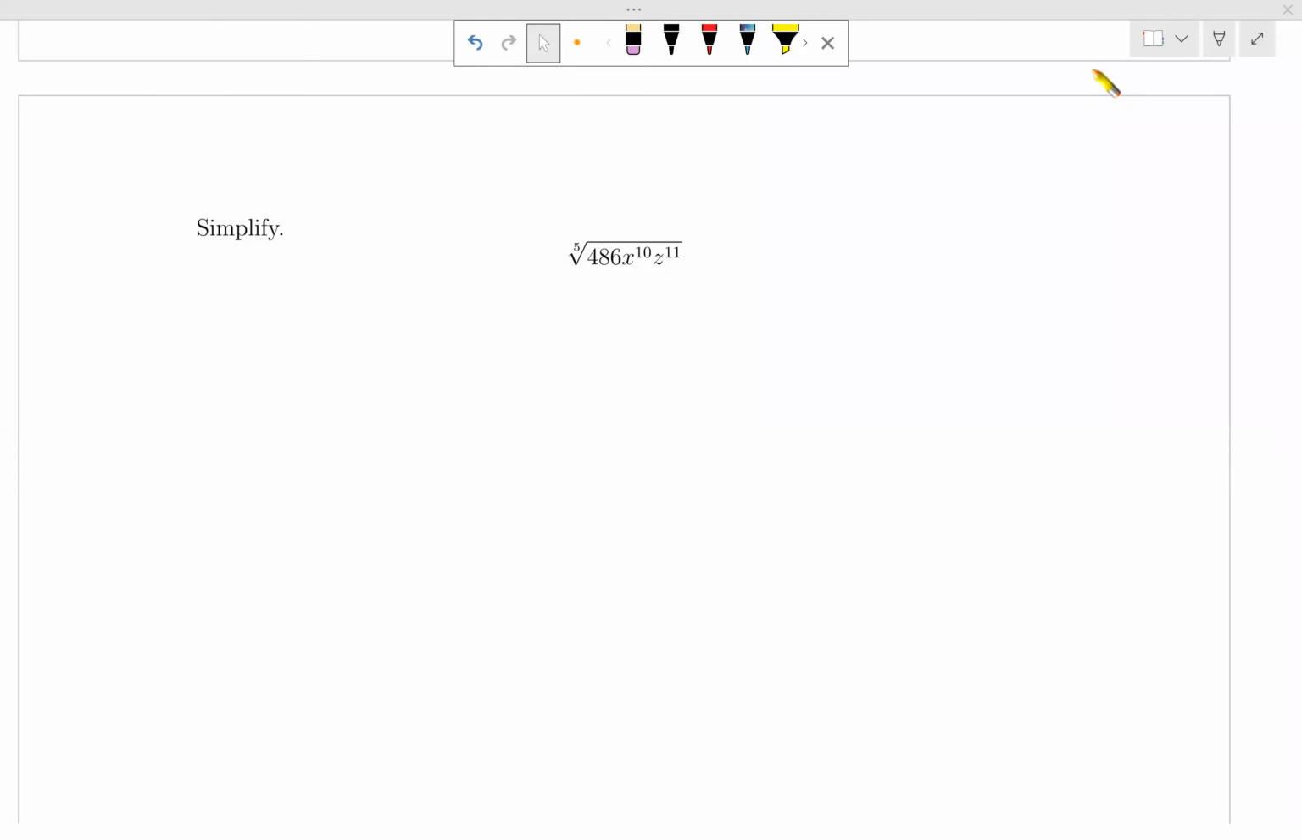Okay, so we've got this problem and it wants us to simplify this expression. We've got the fifth root of 486, x to the 10th, z to the 11th. The first thing I'm going to try to do is factor this 486 into different pieces so I can see if there's maybe something that'll cancel with that fifth root.